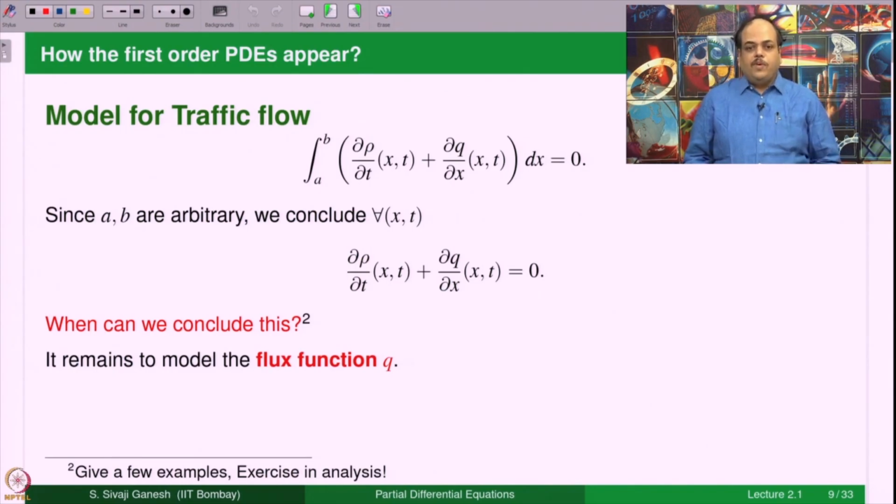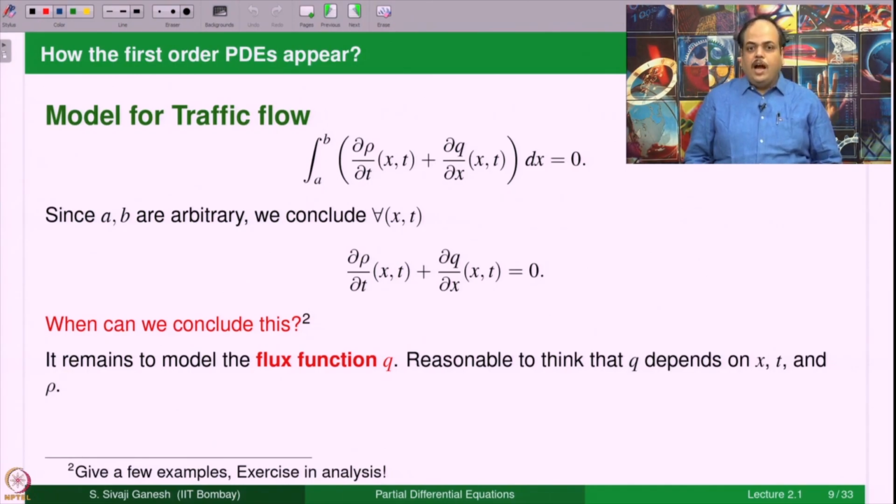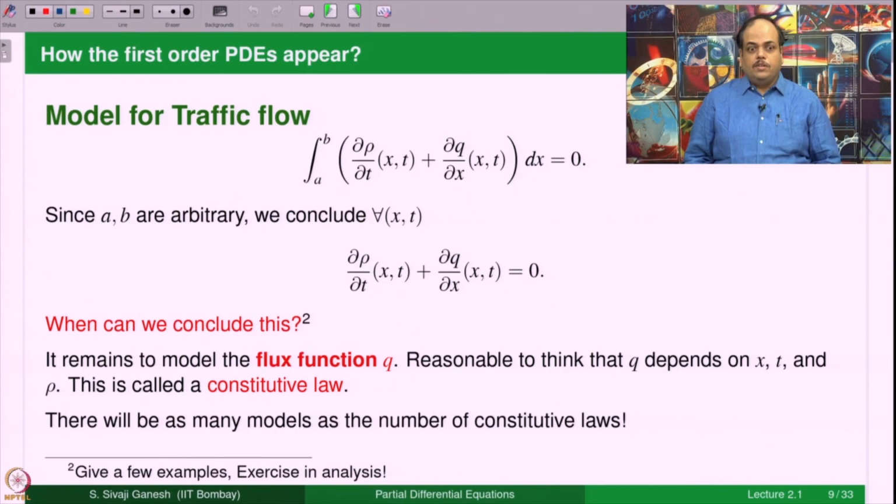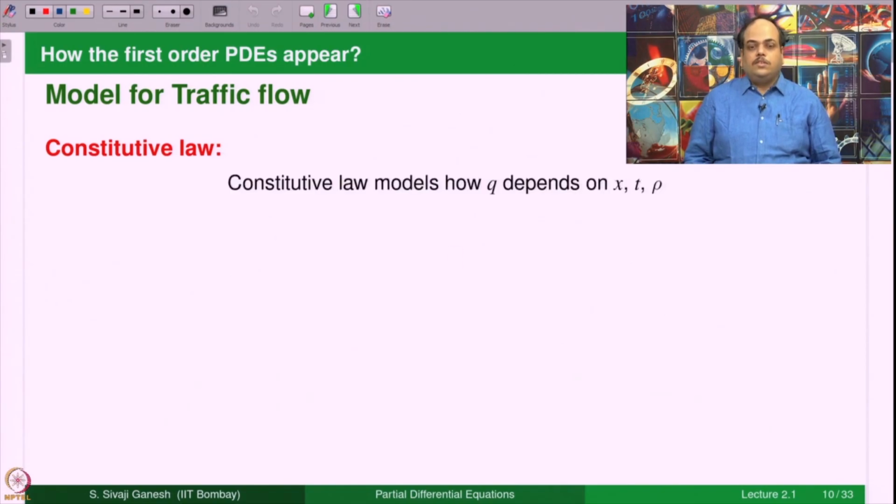Now, what remains is the equation has a rho, that is what the traffic is about, we want to study this, but there is an unknown quantity q, the flux, it is not known. Therefore, we need to model that. Therefore, it is reasonable to think that q depends on x, time t and the density of cars itself, that is rho. So, q can be thought of as a function of x, t and rho. This kind of proposition of what kind of a function it is of the variables x, t and rho is what is called a constitutive law. Of course, there will be as many models as the number of constitutive laws. So, a constitutive law models how q depends on x, t, rho.